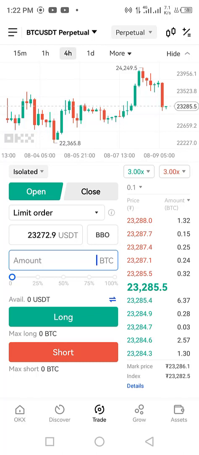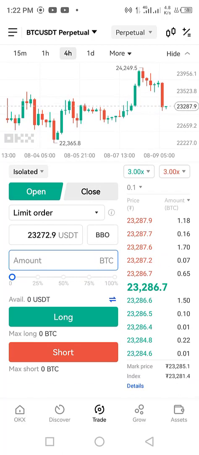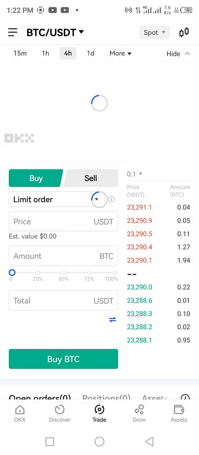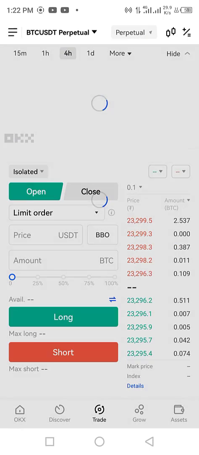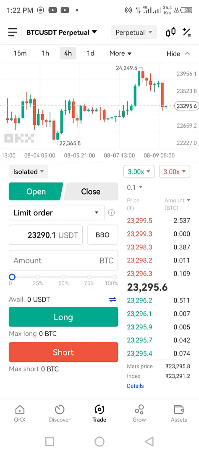So futures contracts are derivatives of an underlying asset. That means it is derived from the spot market. If you look at this area, you see perpetual right here. If you follow my marker at this point and click on this perpetual, you see spot. The spot market is the real market, while the derivative market, which is the futures market or the perpetual market, is derived from the spot market. So you have to get that right.